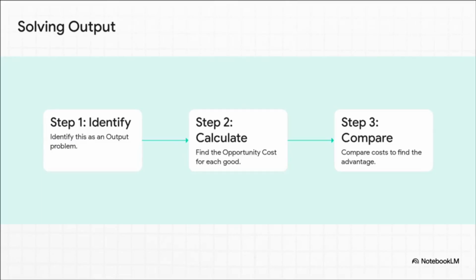To figure this out, we're just going to follow a simple three-step process. Step 1, we've already done. We know this is an output problem. Step 2 is the real heart of it all. We have to find the opportunity cost. Once we've done that, step 3 is a piece of cake. We just compare the costs and find the advantage.